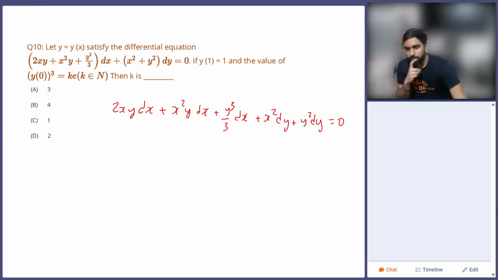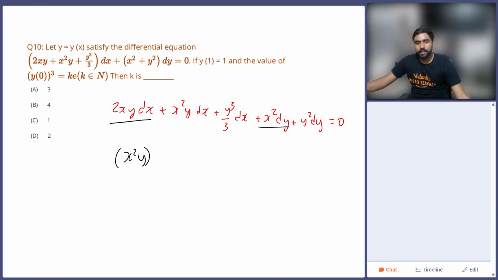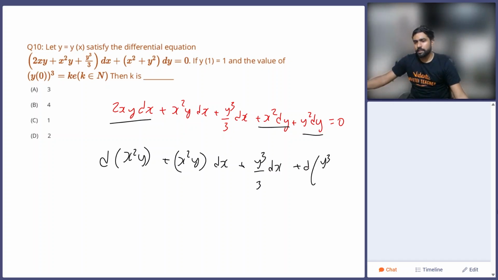equals 0. Okay, let's see some similarities, some terms that we can use. Can we get anything over here? One thing that I can see directly is this is x square dy, and 2x is the derivative of x square, so 2x dx into y. So I can say that's nothing but the derivative of x square y. Plus I also have x square y into dx. That's good. Then over here I have y cube by 3 dx, and this y square dy is nothing but the derivative of y cube by 3. Some similarity I can form.